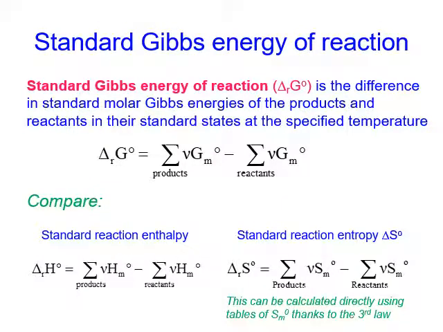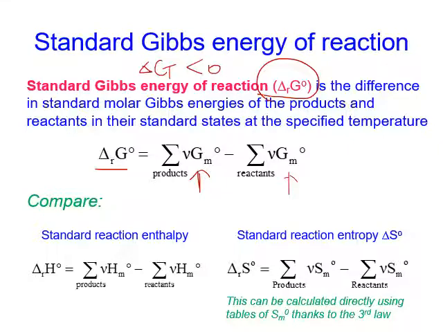Since under constant temperature, constant pressure, delta G less than 0 becomes the new criterion for spontaneity. So in order to know whether a reaction is spontaneous or not, we need to define the standard Gibbs energy of reaction. And this is defined as the difference in the standard molar Gibbs energy of the products and the reactants in their standard state at the specific temperature. So the standard reaction Gibbs energy is the Gibbs energy of the products minus the standard Gibbs energy of the reactants.